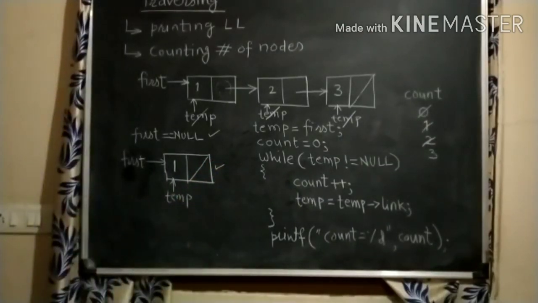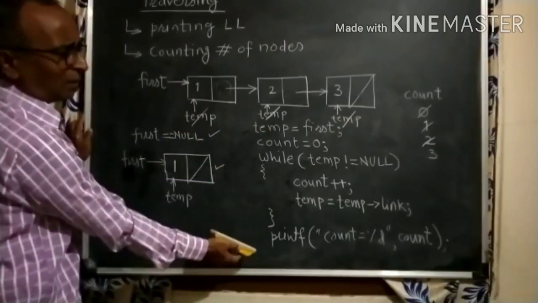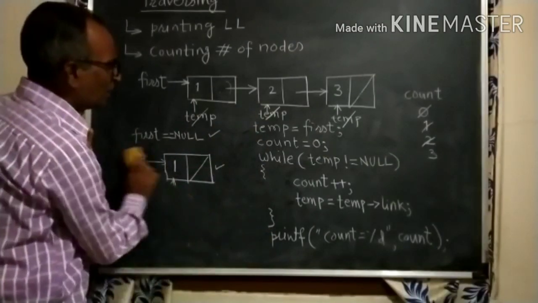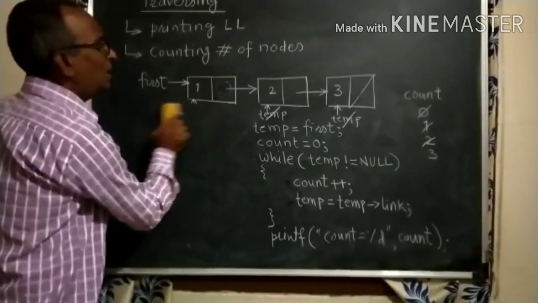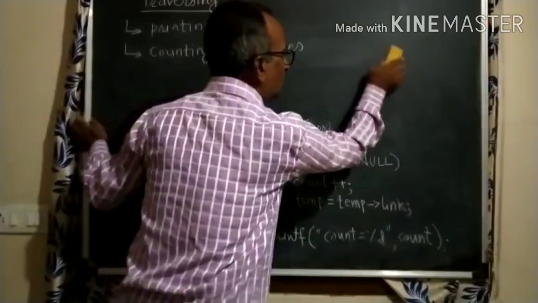So how can we write a function for this? If the central theme is ready, writing the function is very easy. How to convert this into a function, that we'll see.